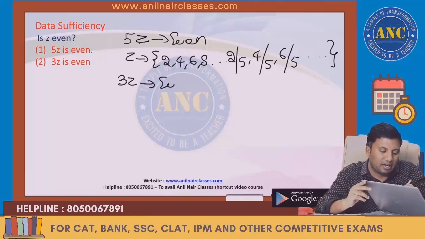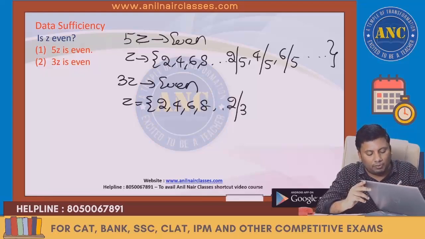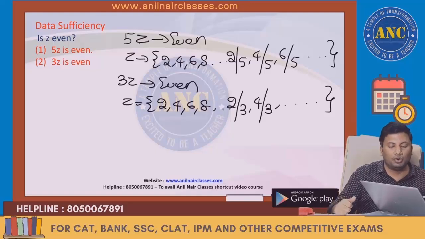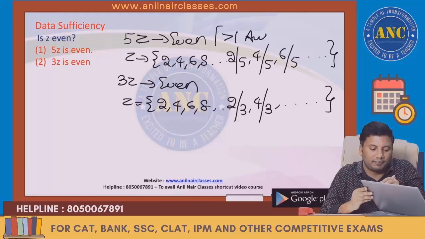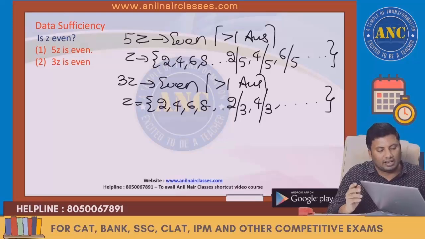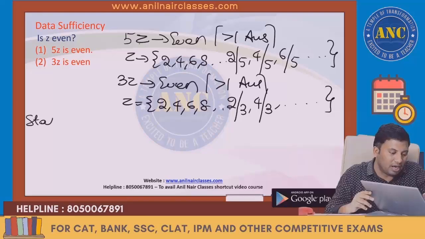3z is an even number. If 3z is an even number, z can be 2, 4, 6 or 8 and so on. Z can be 2 by 3, 4 by 3, 6 by 3 and so on. Statement 2 is giving you more than one answer. Statement 1 gives more than one answer, statement 2 gives more than one answer. Now do any mathematical operation that is possible. Let me take statement 1 and 2 together.